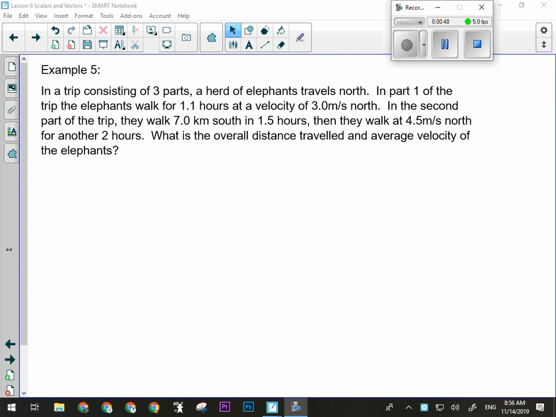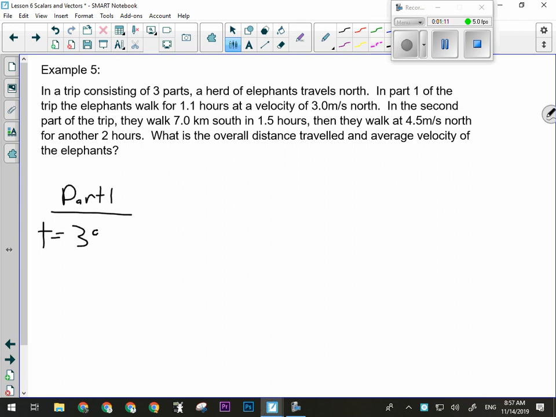So just like any of the other multi-part V equals D over T questions that we did yesterday, in this one we want to set out our givens first. In part 1, the elephants travel for 1.1 hours, which I want to convert into seconds by multiplying by 3,600. That should be 3,960.